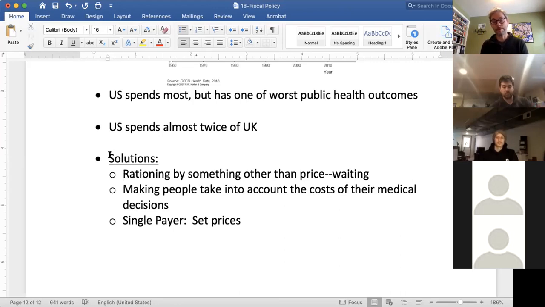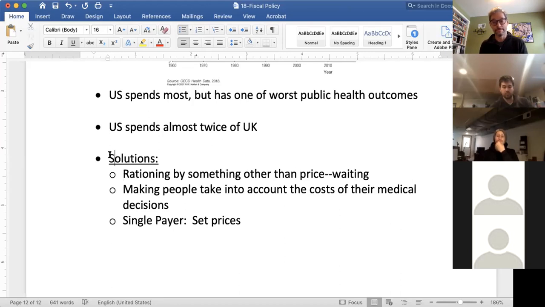And then there's single payer. And single payer, once again, this is getting beyond the scope of this class to talk about all the costs and advantages of having a single payer. And by single payer, I mean the government essentially pays for all healthcare and then determines who gets what. This is essentially the UK system, which is largely a single payer system. One of the big advantages of a single payer system is that a single payer can essentially set prices and can act like a monopolist to try to push prices down.